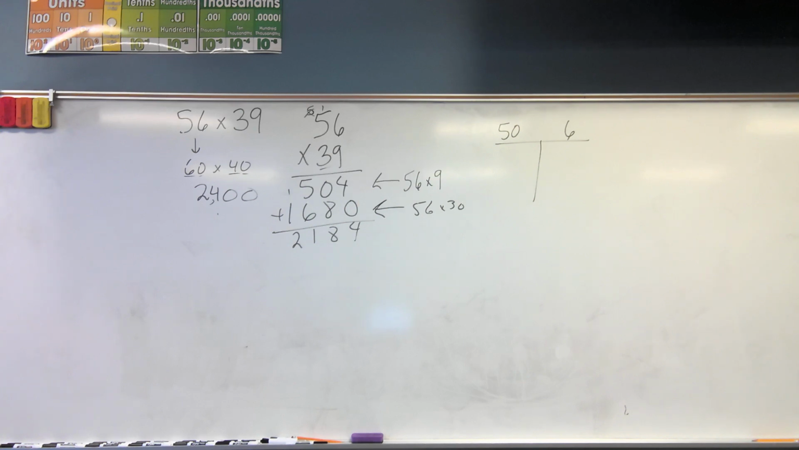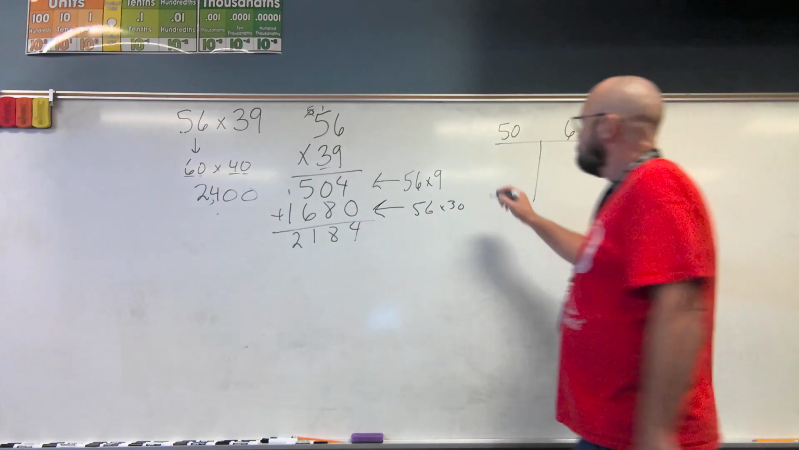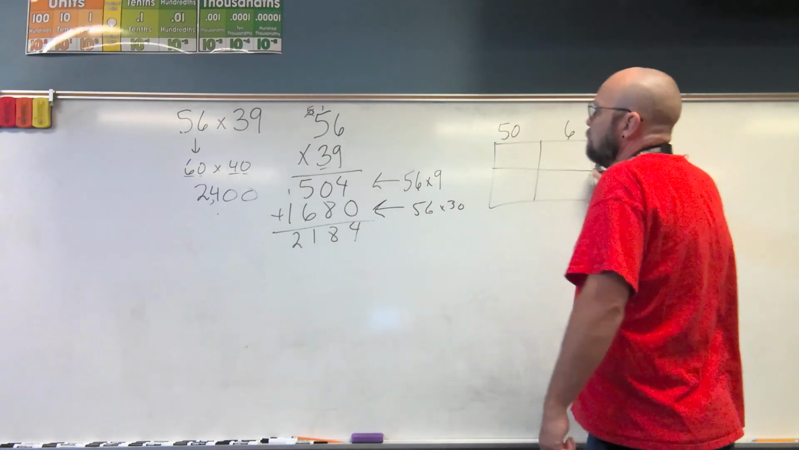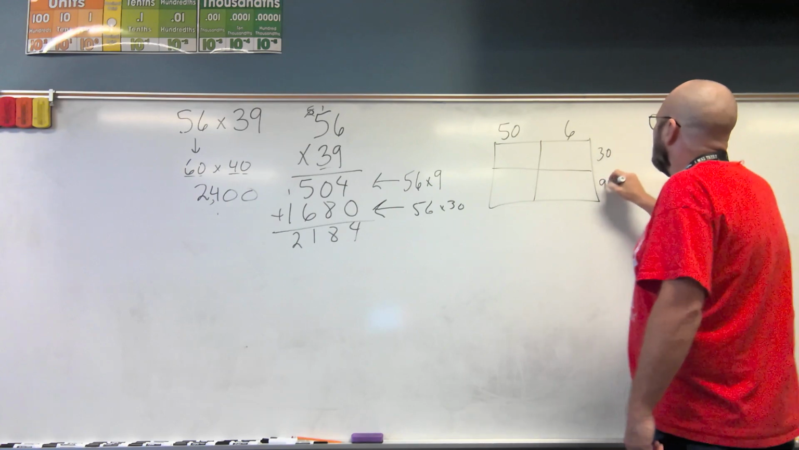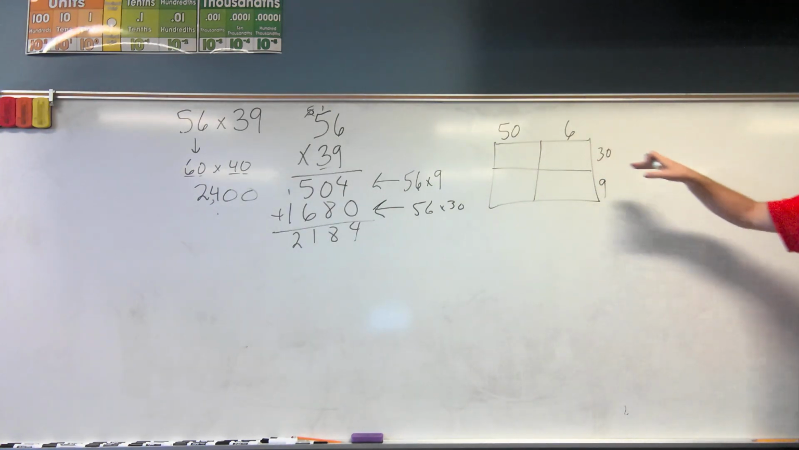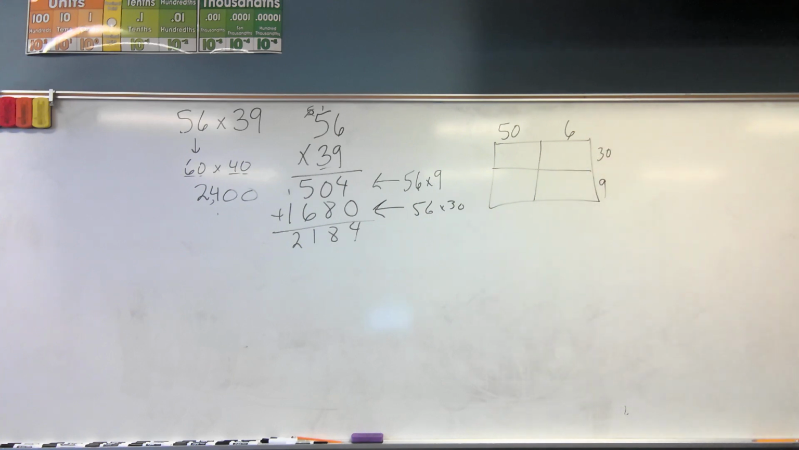All right, I can do 50 and 6. I could do 50 and 6. And then I would do 30 and 9. Again, all I have to know is 9 times 6, 9 times 5, 3 times 6, 3 times 5.